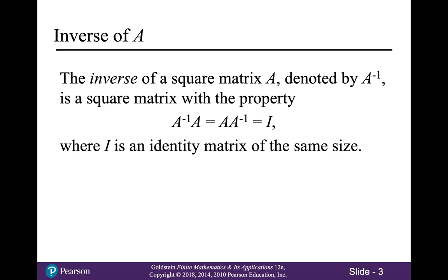The inverse of a square matrix A, denoted by this notation, which looks like a -1 exponent but is read "A inverse", is a square matrix with the property that when A inverse is multiplied by A, or A is multiplied by A inverse, you get the identity matrix of the same size.